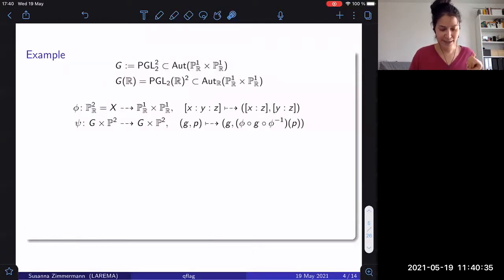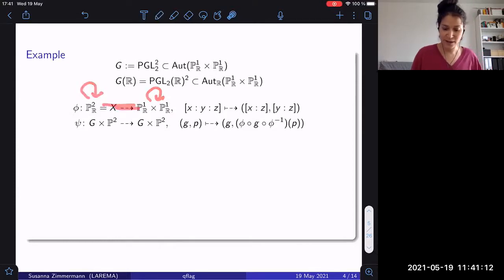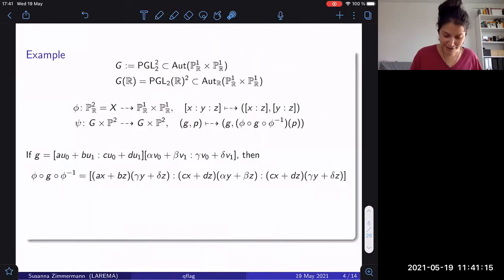And I look at the following birational map that goes from P2 to P1 cross P1, and that is composed of the two projections. So I project onto y equal to 0 and onto x equal to 0 on two maps. This is a birational map, and I let G act on here, and I conjugate to get some sort of action here. The conjugation will not be an automorphism of P2 because this is not an isomorphism. And I computed this directly.